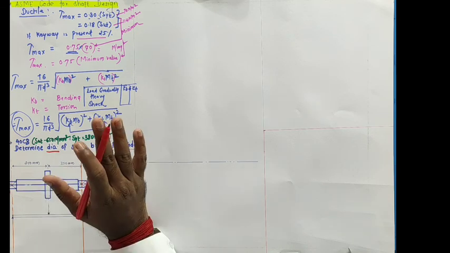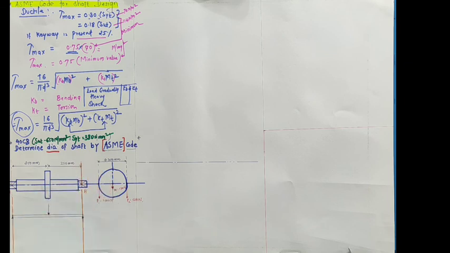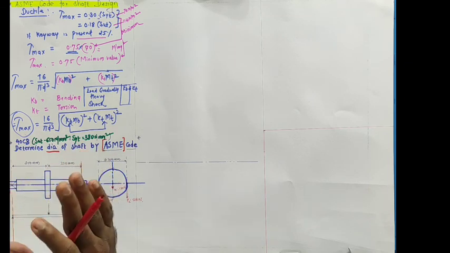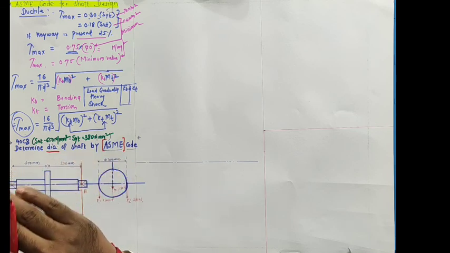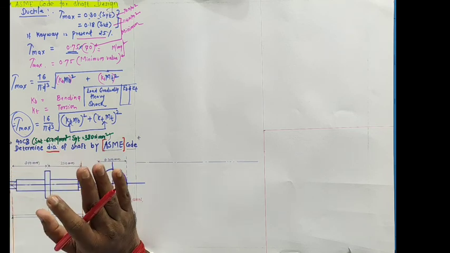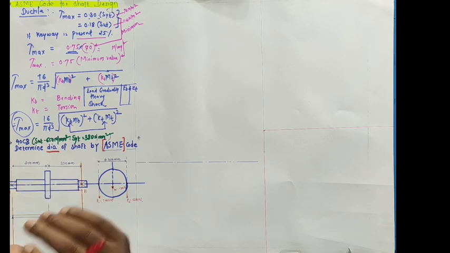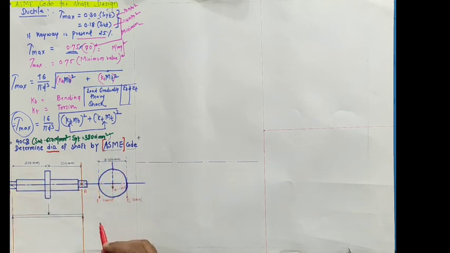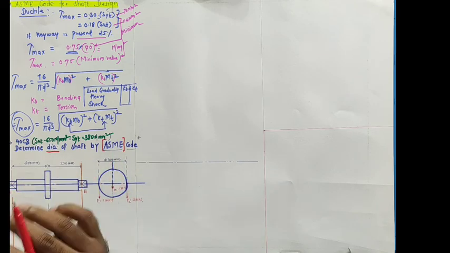So this is very important. While reading the numerical, as I told you, in the design process you need to read carefully. If they have mentioned ASME code, we should not go for simple design. We'll have to go for only ASME code. Now, the diagram is given as such, and I'll explain the diagram for you.